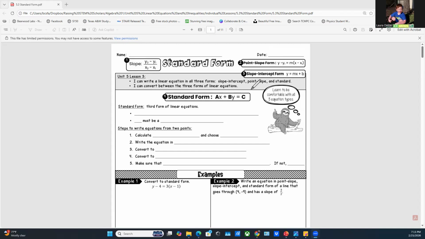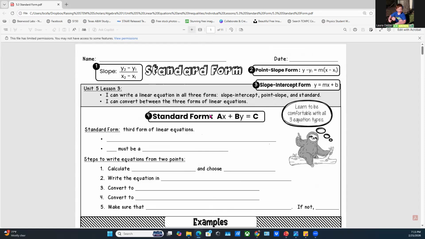Today's lesson is over Unit 5, Lesson 3, which is our third type of linear equation, standard form. The past couple of lessons we have been talking about slope-intercept form, which is y equals mx plus b, and point slope form, which is y minus y1 equals m times (x minus x1). And now we are on to a third type, which is standard form.